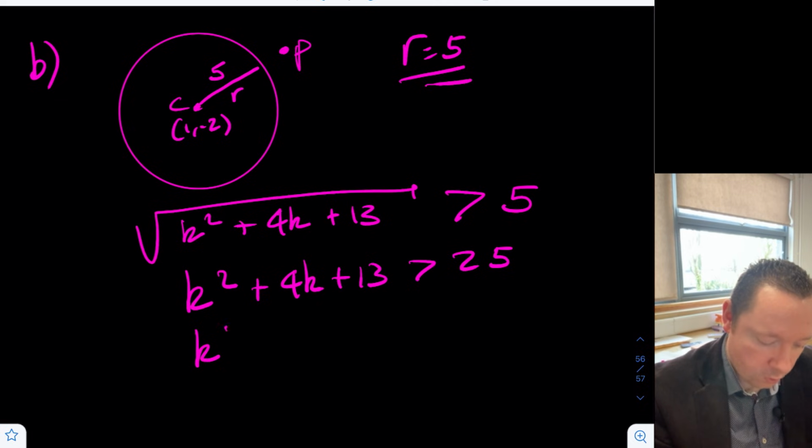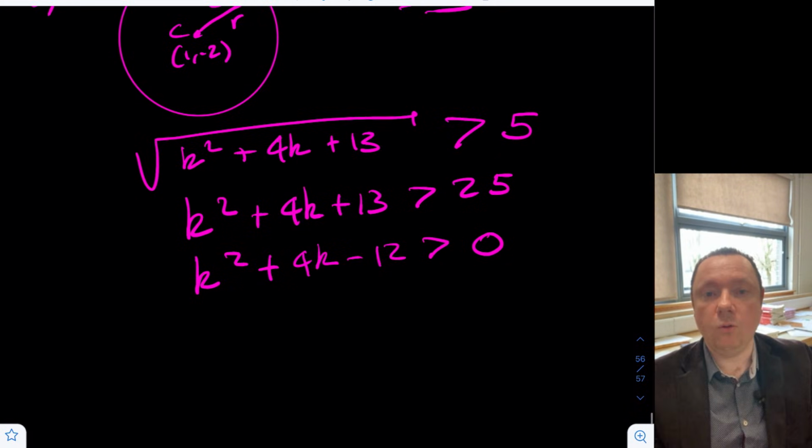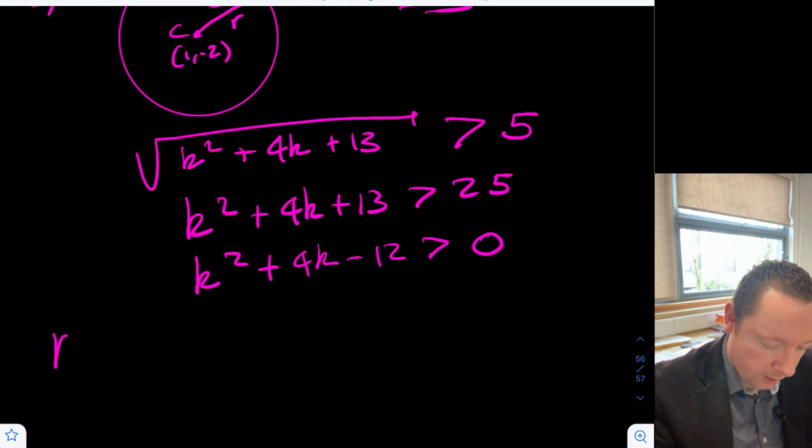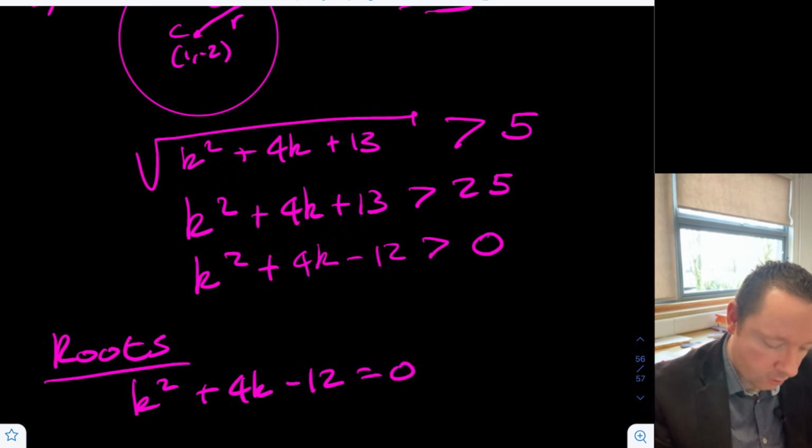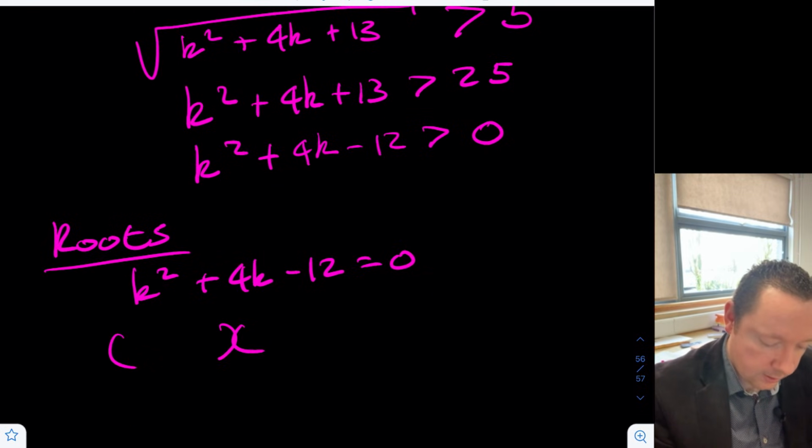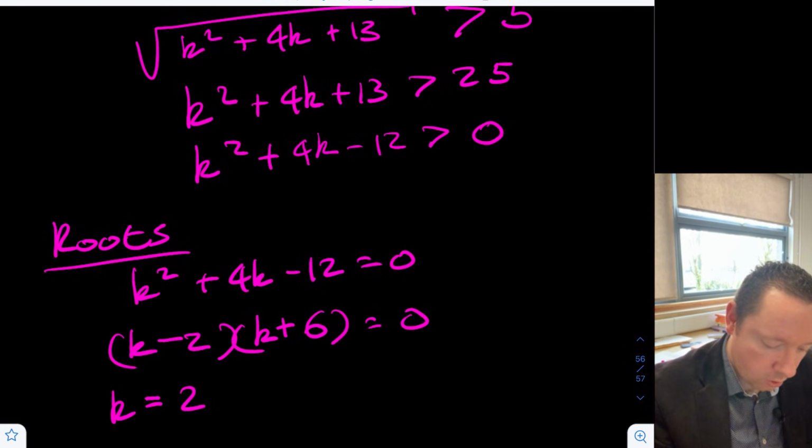Taking the 25 over, we get k squared plus 4k minus 12 is greater than 0. And this is a quadratic inequality, so we examine the roots. So looking at our roots, we've got k squared plus 4k minus 12 is equal to 0. Double brackets, we get k and k, 6 and 2, plus 6 minus 2 is 4. So our roots happen at k equals 2, or k equals minus 6.